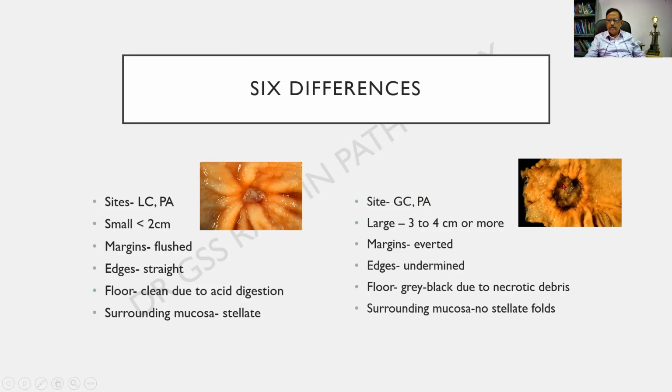Here, because of the erosion and corrosion, there can be an undermining of the edges. The floor is clean due to acid digestion, whereas it is grayish black because of necrotic debris. And the surrounding mucosa is stellate because of fibrosis within the ulcer. Here it is a degenerative process, so no stellate folds. These are the 6. I hope I am correct. 1, 2, 3, 4, 5, 6. 6 differences. Please memorize.